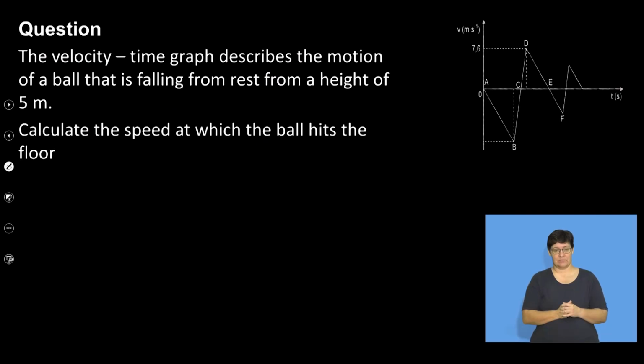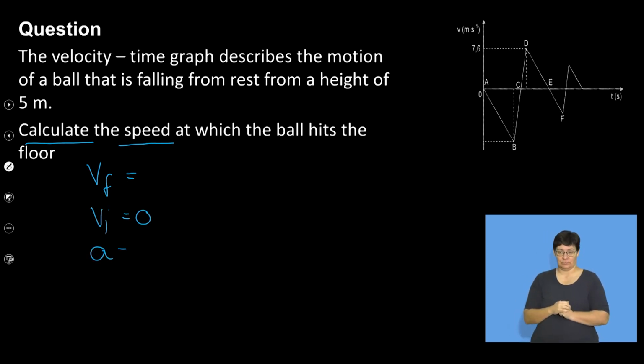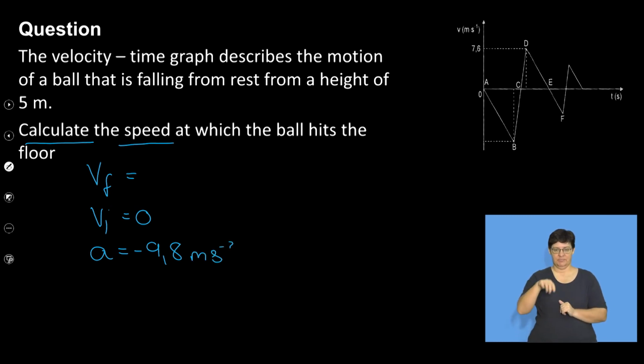So, calculate the speed, direction doesn't matter, that the ball hits the floor with. I can't get it off the graph actually. So we want final velocity. We know initial velocity is 0. We know acceleration. Now we've chosen down as negative. In fact, we didn't choose it. We didn't have a choice. They told us that. So this is minus 9,8 meters per second squared.